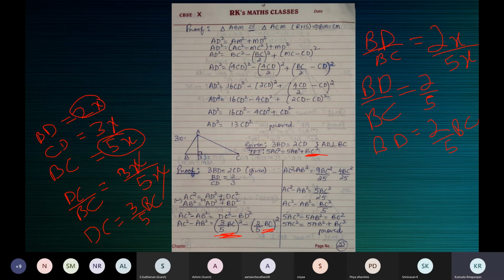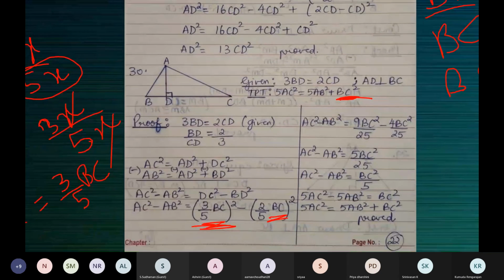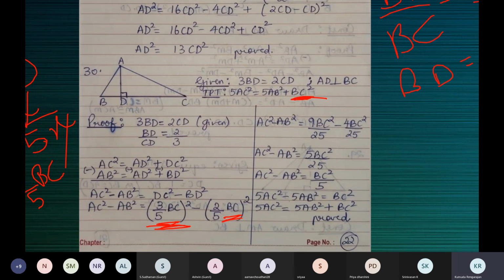Now, 9 by 25 BC square minus 4 by 25 BC square, common denominator is 25. 9 BC square minus 4 BC square is 5 BC square. 5 and 25 can be simplified. So BC square by 5. Cross multiply. So you get 5 AC square minus 5 AB square is equal to BC square. Or when you transpose this, you get 5 AC square is equal to 5 AB square plus BC square.